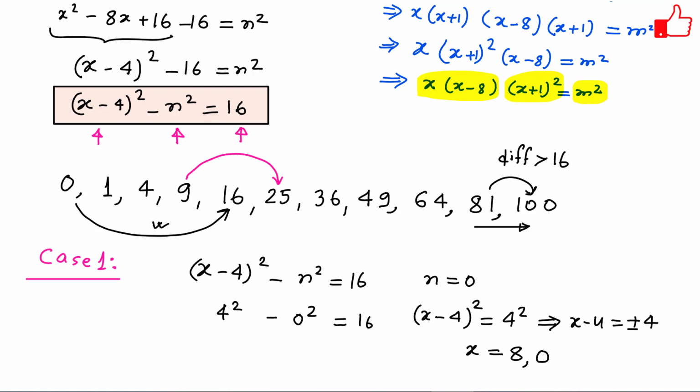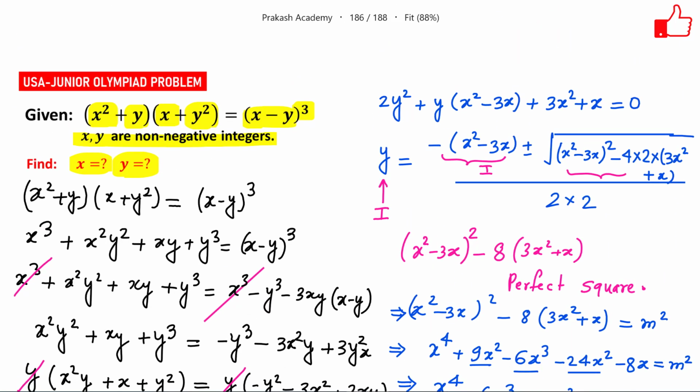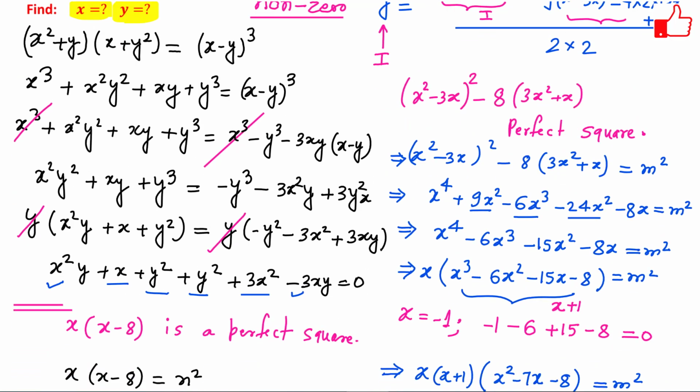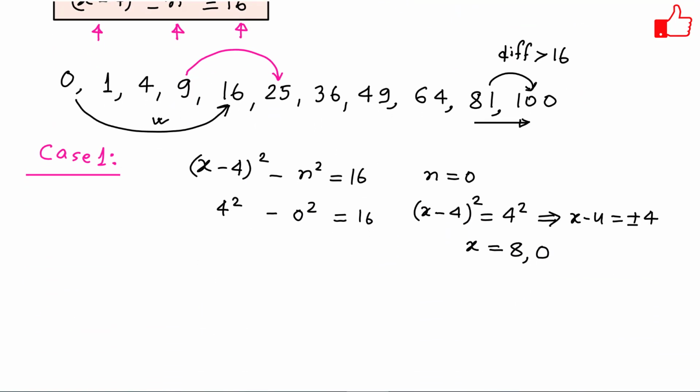And x cannot be 0 because it is given that x and y are non-zero integers. So x and y are non-zero, so this is given non-negative, basically this is non-zero also. So let us add in the problem, this is non-zero integers. So in the original problem non-zero is given. So x, y are non-zero integers. So this means now I can say x is not equal to 0. So I have only one solution from this case, that is x is equal to 8.